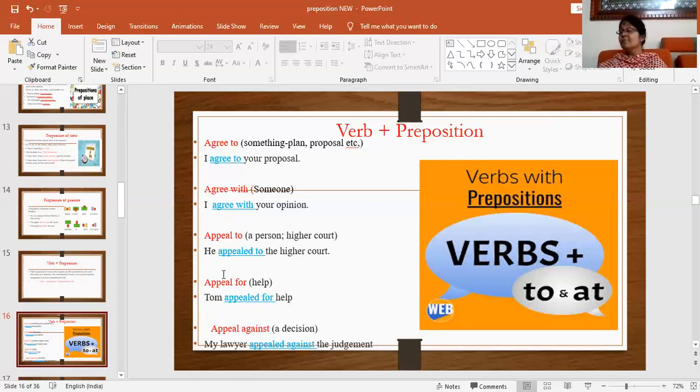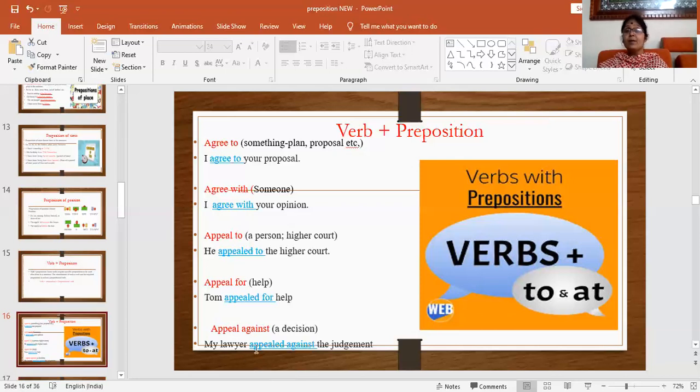Appeal for, we should use when we are requesting, right? Appeal to is when you want some more justice, right? Or you want to ask something, right? So appeal for, Tom appealed for help. He's requesting help. Similarly, I add against to appeal and it becomes appeal against. This is used when you disagree with somebody's decision, right?